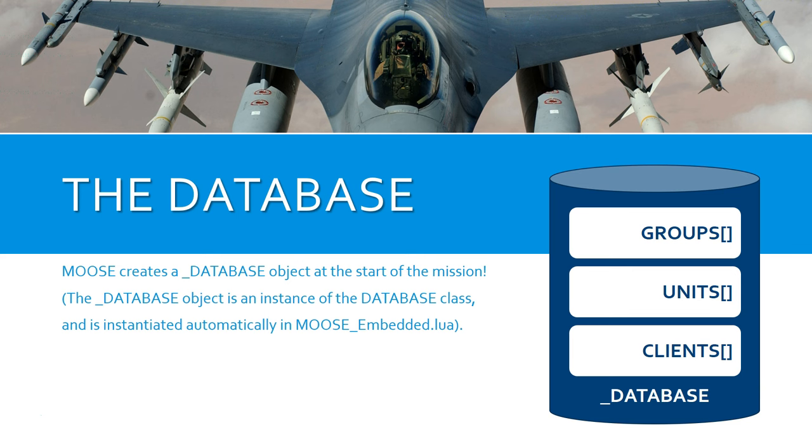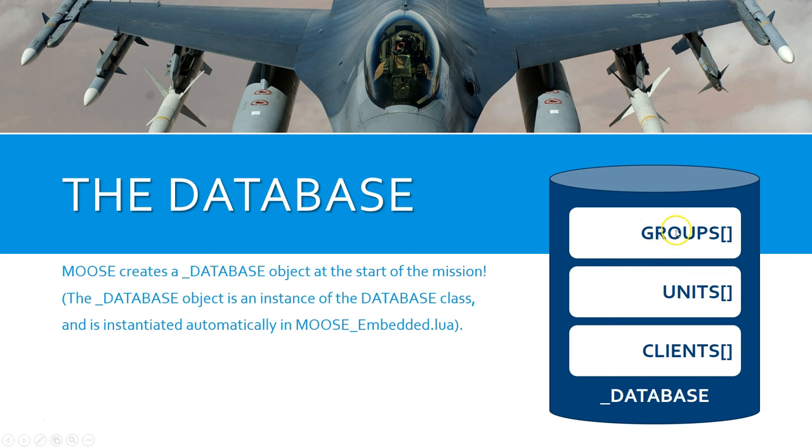That database contains all the wrapper classes that are required for all the DCS objects available within your mission. And during mission execution, it monitors in the background each new object that is spawned within the mission, and it will automatically create a wrapper class of that DCS object. So for example, when I'm running my mission and a new group is spawned with 4 units, then the database will automatically create 4 wrapper unit objects and add them to the units collection, and will create 1 group wrapper object and add it to the groups collection.